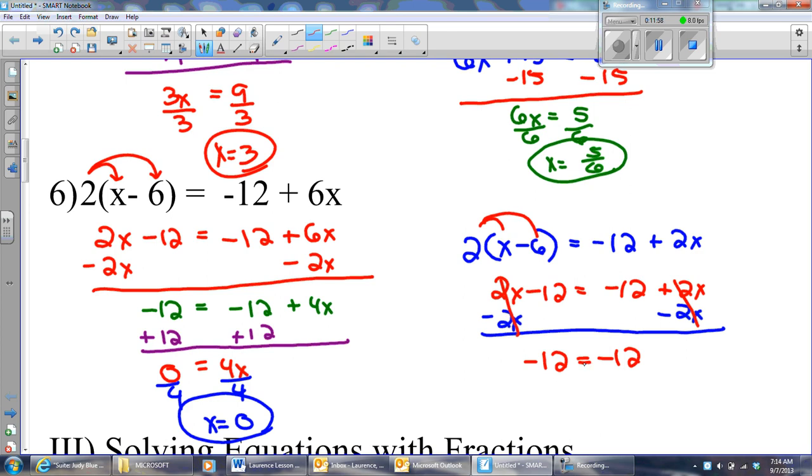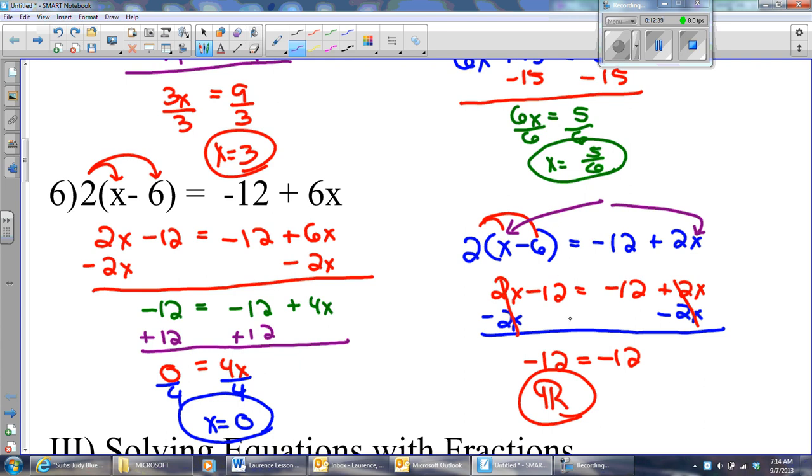Does that bother you? Well, it might bother you that the variable dropped out of the equation, but the fact that you got a true statement, negative 12 does equal negative 12, right? It's the same number, and it always equals negative 12. This situation is where all real numbers work. Any number for x that you plug in, you have to plug it in both places, here and here, will result in a true statement. You have to plug the same number in because it's the same variable.